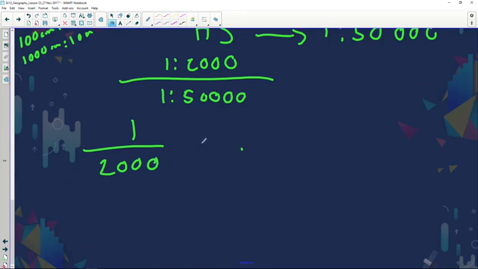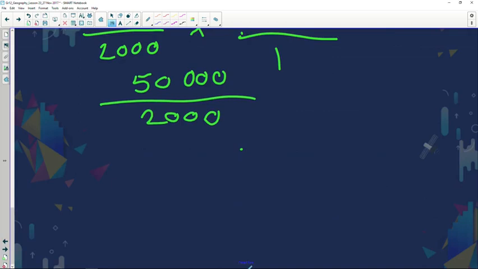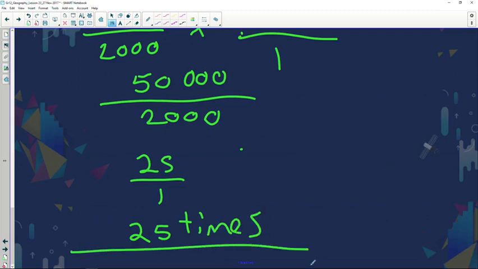1 over 2,000 times 50,000 over 1. So it'll give us 50,000 divided by 2,000. And our correct answer will be 25 to 1. So it's 25 times. It means our vertical exaggeration has been exaggerated 25 times.